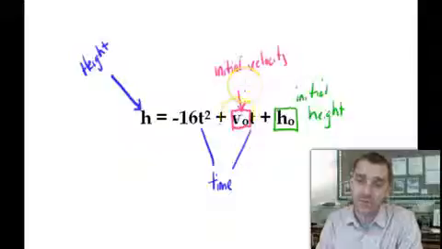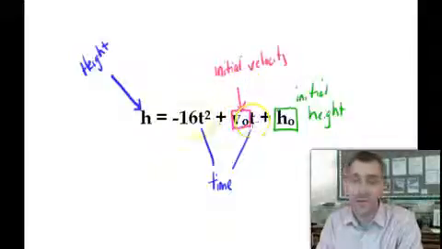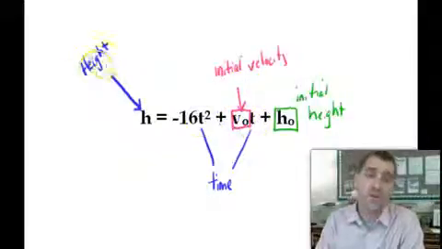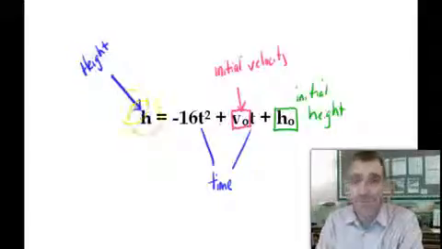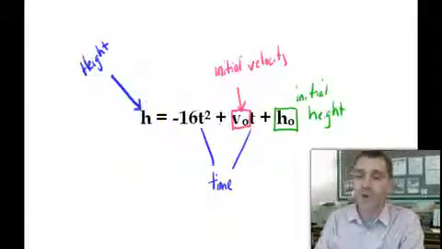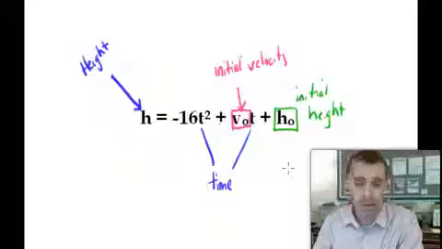The initial velocity you'd substitute in there. If you knew the time, you'd substitute it in there. If you knew the actual height of the object at a certain time, you'd substitute that in there. So all of those things are very important to know in doing this question.